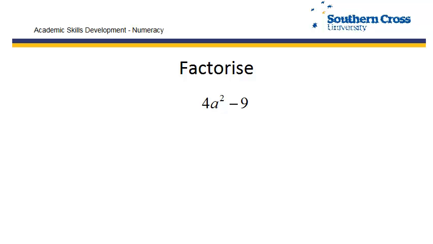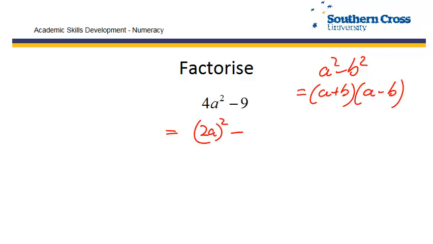Now one more to factorise. This one's actually a difference of squares. So we're just going to use the identity for that. We know that a squared minus b squared is equal to a plus b, a minus b. The order of those two binomial factors is unimportant. So we've recognised here that this is 2a all squared, subtract 3 squared. So our answer is 2a take away 3, 2a plus 3.